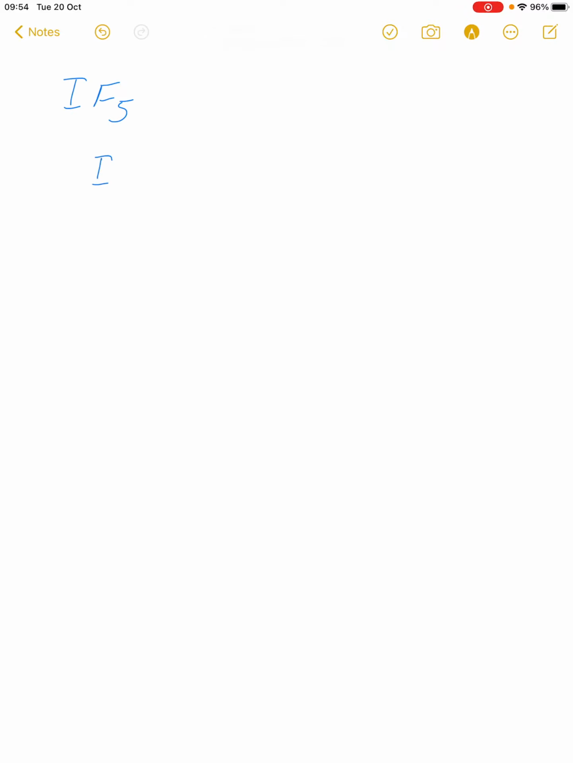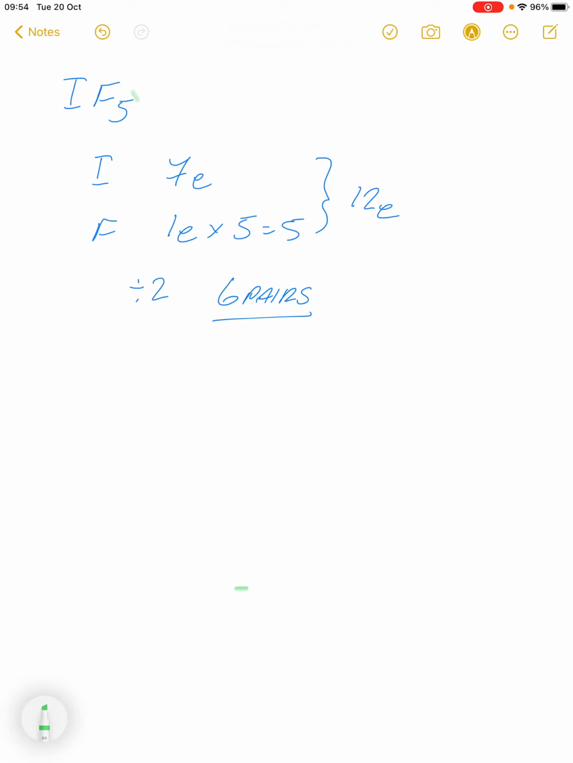So IF5, so iodine is in group 7, so it's got 7 electrons in its outer shell. Fluorine forms one covalent bond, and there are 5 of them. So 5 and 7 is 12, so we've got 12 electrons there. There's no charge, so I just need to divide it by 2. That gives me 6 pairs. So out of the 6 pairs, 5 of them are bonding pairs, which gives me 1 lone pair. So the fact I've got 6 means that the parent shape is going to be octahedral. Which is going to look like that.